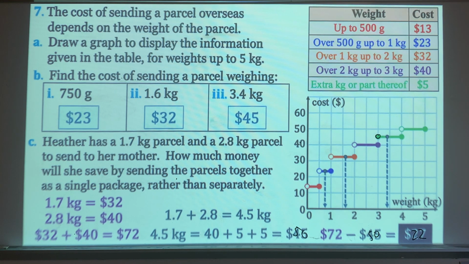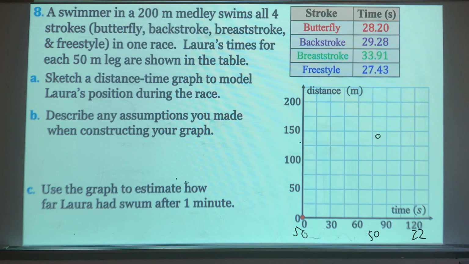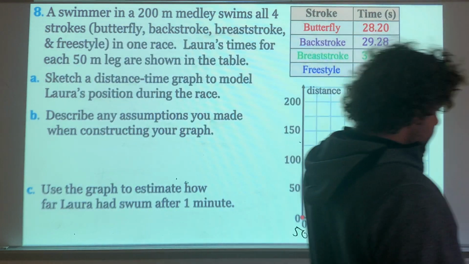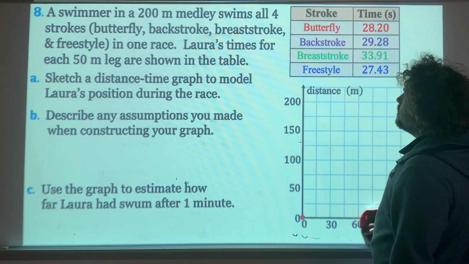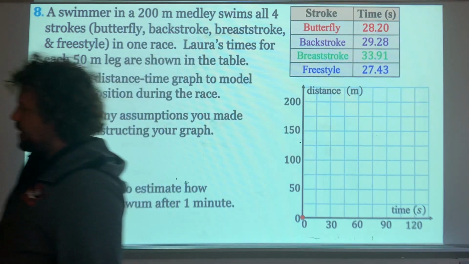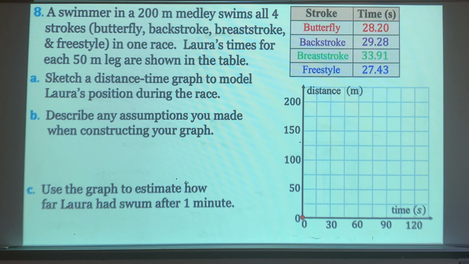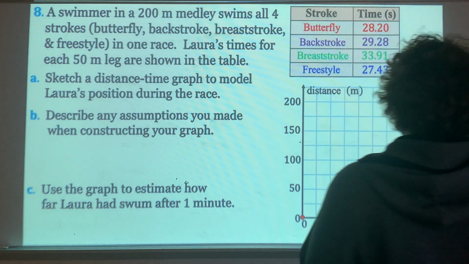7. All right. 8. Swimmer. Swimming a 200-meter medley. Swims all 4 strokes, butterfly, backstroke, breaststroke, freestyle, in 1 race. All right. Her times for each 50-meter leg is shown in the table. Sketch the distance-time graph to model her position during the race.